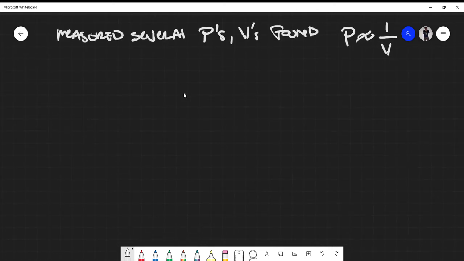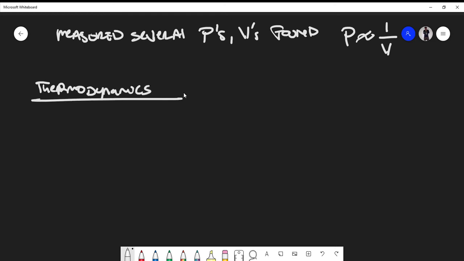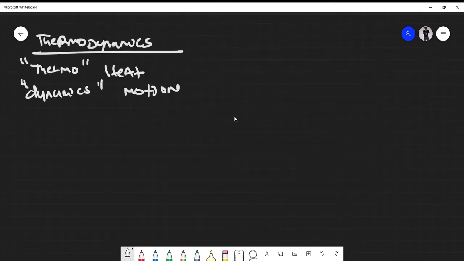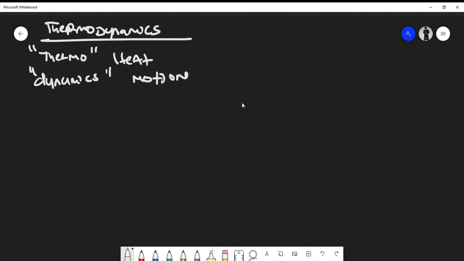Now let's talk about thermodynamics. Transition to our lecture. Let's talk about thermodynamics. And thermo, the word thermo means heat. Dynamics, that means motion, right? So what is thermodynamics? We need to define what is thermodynamics before we actually go into depth about thermodynamics.